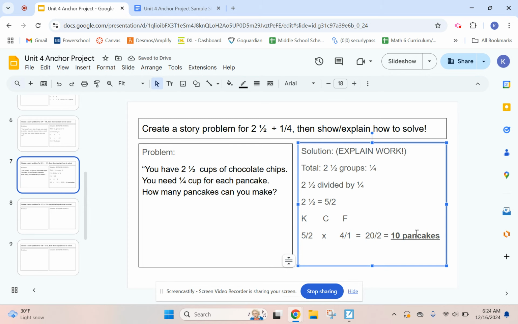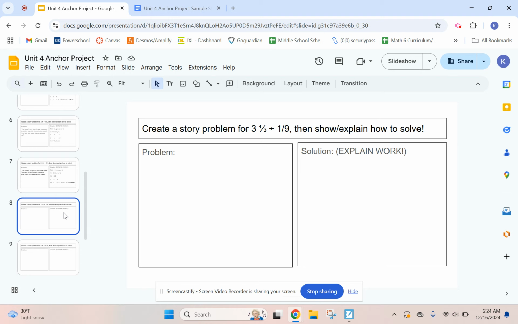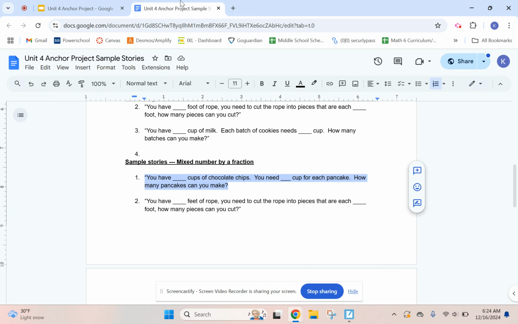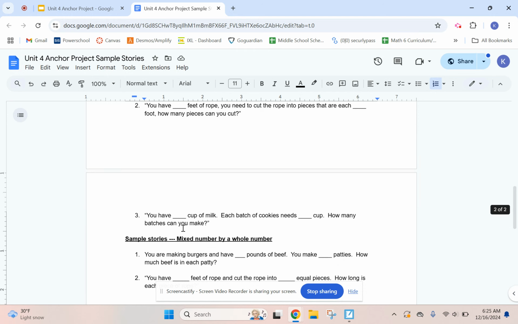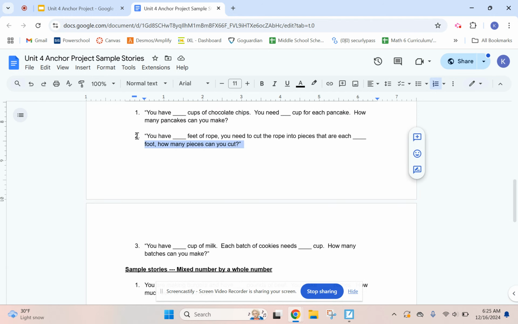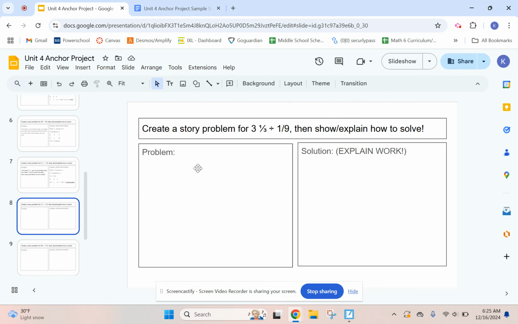All right, let's keep going. Create a story for 3 1/3 divided by 1/9. So we have another mixed number by a fraction. So I'm going to choose from my mixed number by a fraction stories, but we're not going to do the last one. All right, let's do the other one. Cutting up rope again. That seems to be a common theme with our stories here.